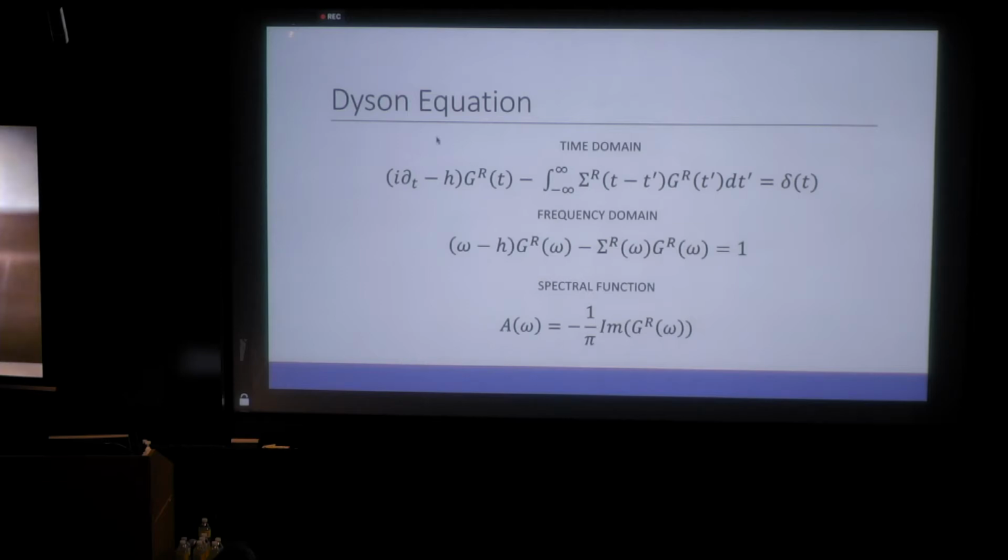So applying the non-crossing approximation gives us the Dyson equation, which gives us a relationship between the Green's function and the self-energy. In the time domain, our Dyson equation looks like this. And then applying a Fourier transform, we are given the Dyson equation in the frequency domain, which we see is much simpler. And then we have the spectral function, which is a sort of density of states function, which is the imaginary part of the Green's function.